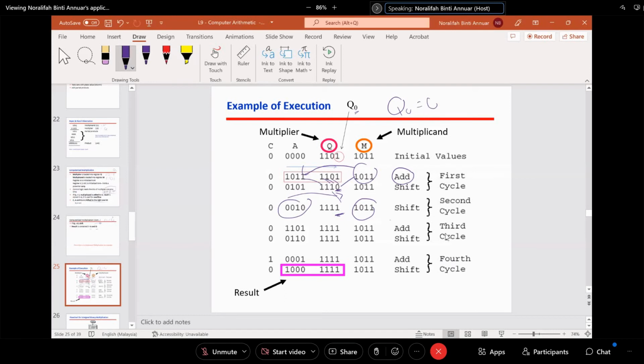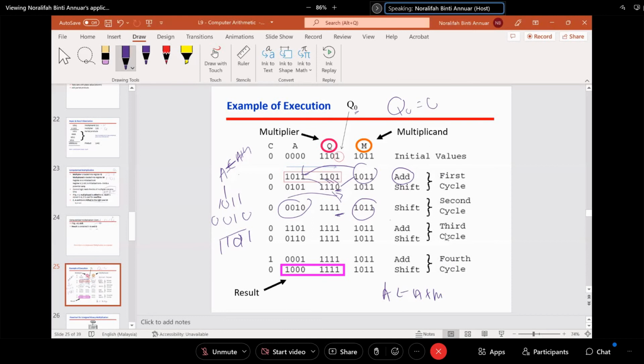Because you do this operation, you add 1011 to 0011. Everyone knows the adding operation. So 1011 plus 0010, what do you get? The result is 1110. Store it in A. Okay.